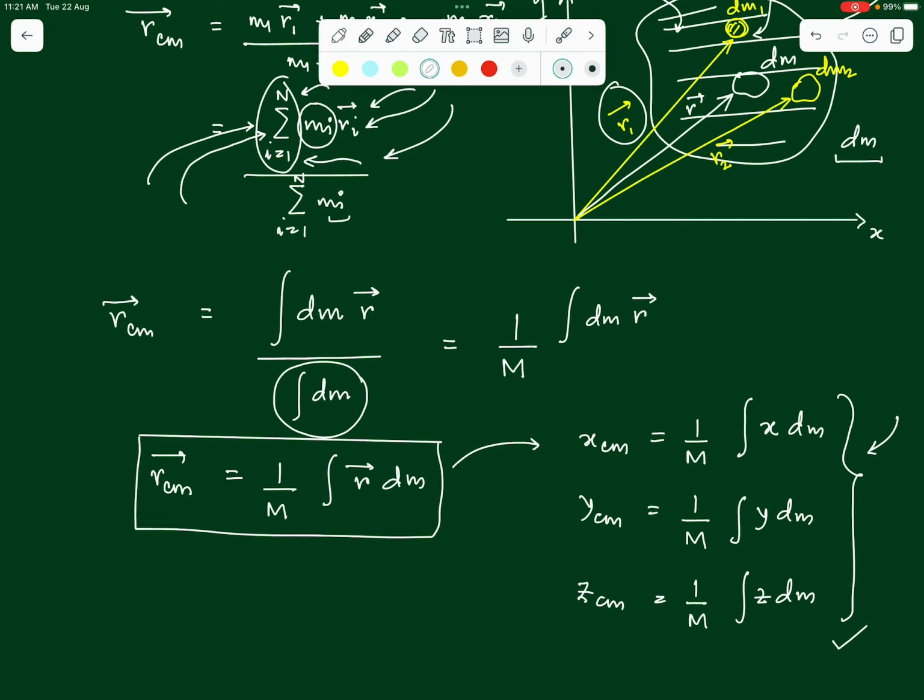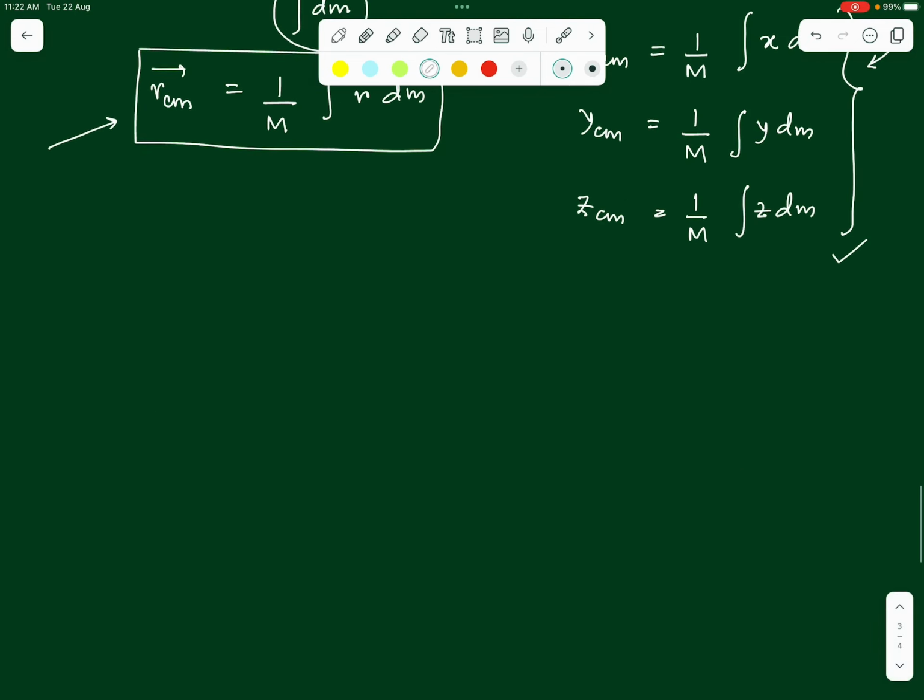So once we have defined the position of center of mass of a system, we can next move on to finding out the velocity of center of mass. Velocity of center of mass of a system, we can write center of mass in short as COM, right? So what is velocity of center of mass of a system?